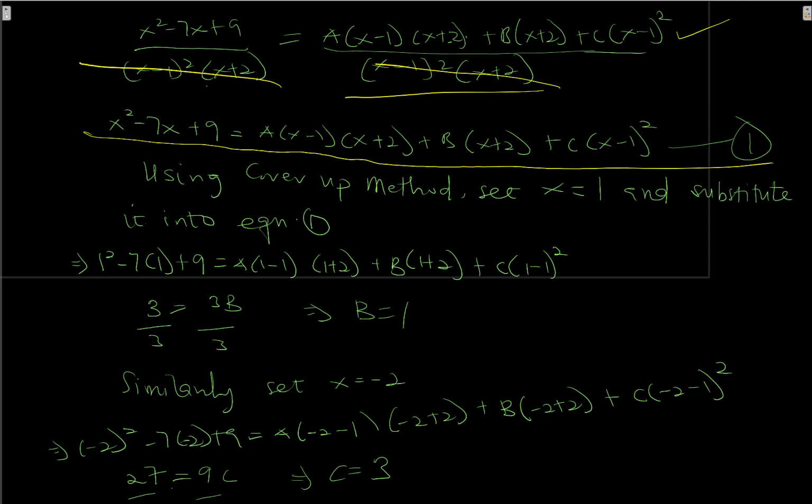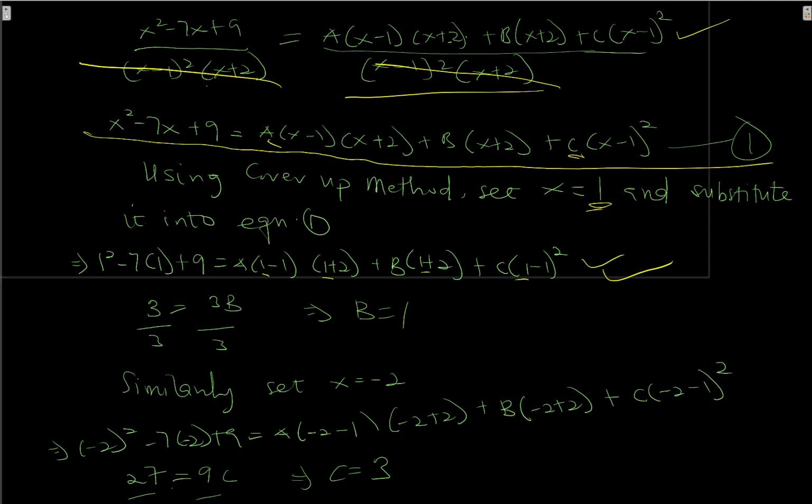Okay, so first of all, we want to eliminate variable a and constant c. So we set x to what? 1. And after setting x to 1, we substitute x into equation 1, and when we do that, we get this. We just replace x by 1.